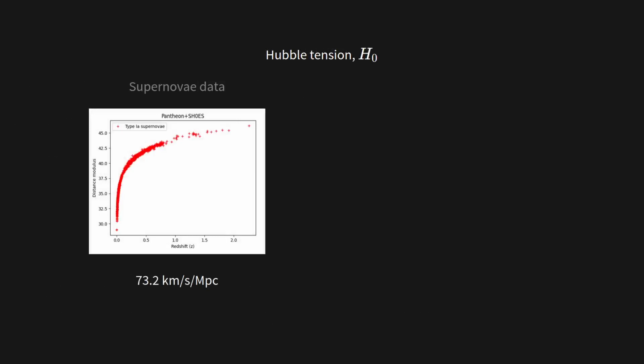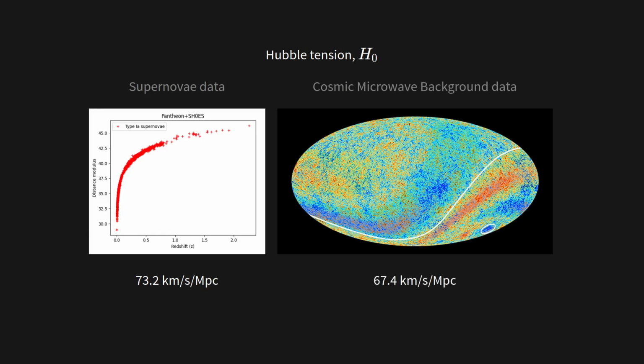So we measured 73.2, but the cosmic microwave background data says 67.4. This is known as the Hubble tension, and this is the standard model of cosmology, lambda CDM.